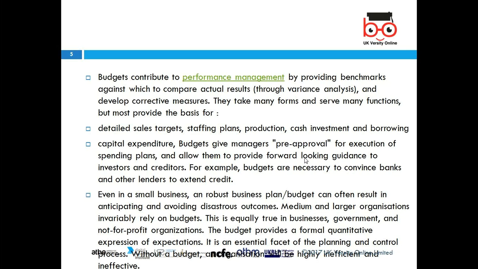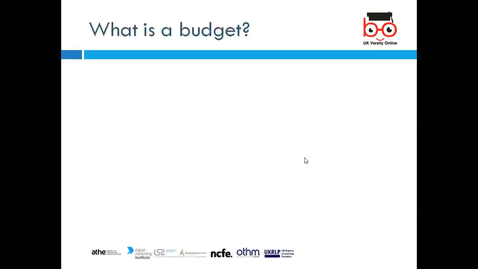Detailed sales targets, staff plan, production, cash investment, borrowing, capital expenditure, which means investing money in assets. Buying an asset is called capital expenditure. Day-to-day expenses are called revenue expenditure. So budget gives managers pre-approval for acquisition spending plans and allows them to provide forward-looking guidance to investors and creditors. For example, budgets are necessary to convince banks and other lenders to extend credit. So when you go, they'll say, how much budget have you kept, where the money will come from. You have a cash budget.